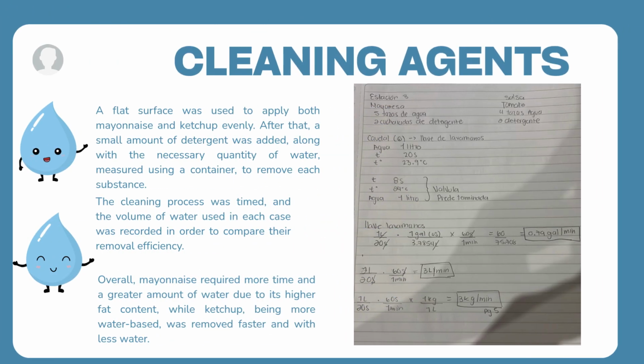Okay, cleaning agents. We need a flat surface, where we apply mayonnaise and ketchup. After that, we add a small amount of detergent along with the necessary water that we need. All that was measured using a container to remove each substance. Then, the cleaning process was timed and the volume of water used in each case was recorded in order to compare the removal efficiency.